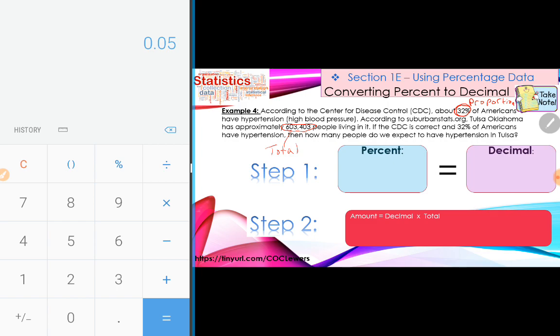The first step is to get that proportion into a decimal so I can use it in the other equation. So my first step is to look at this 32%, and to get that to be a decimal, I want to divide by 100. I'm going to clear my calculator. 32 divided by 100 gives me a decimal, 0.32. Now I can use my decimal in this equation.